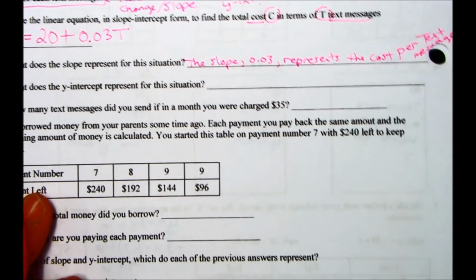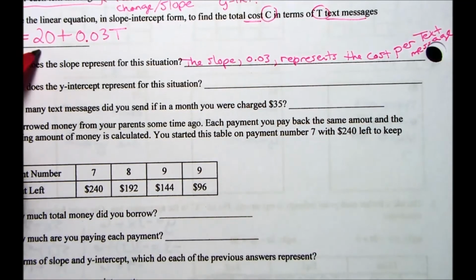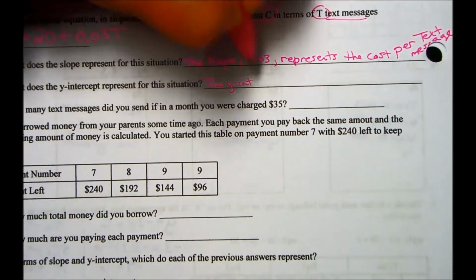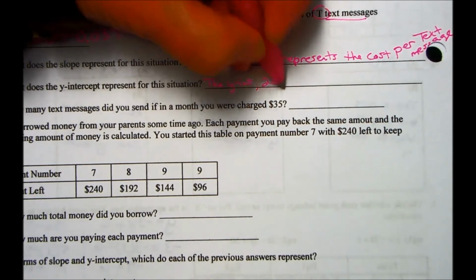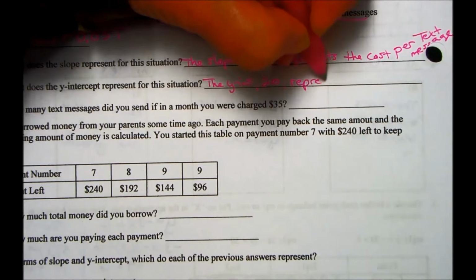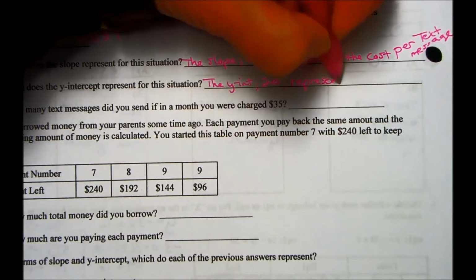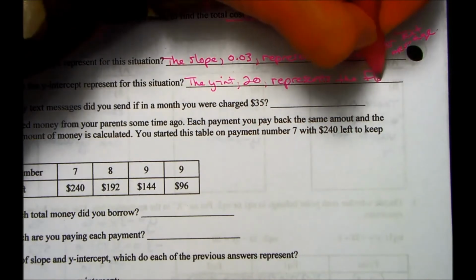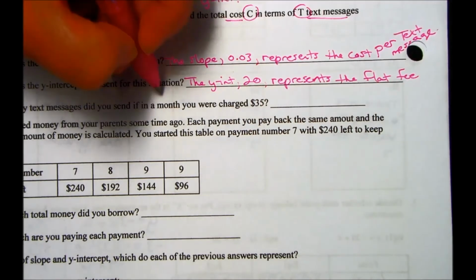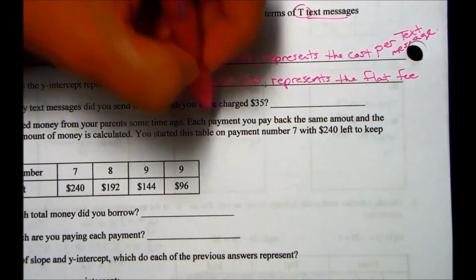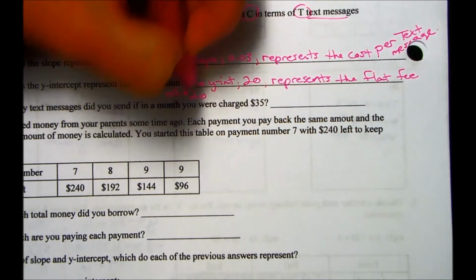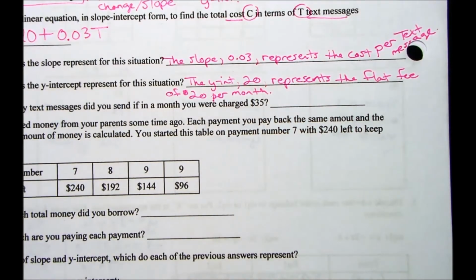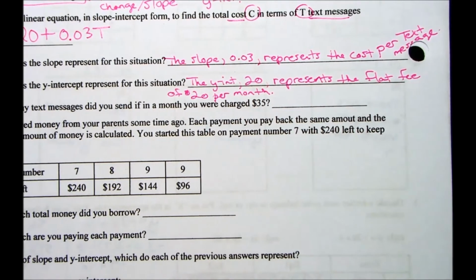The next question, what does the y-intercept represent for the situation? So the y-intercept, which is 20, represents the flat fee of $20 per month. Something to that effect would be correct.